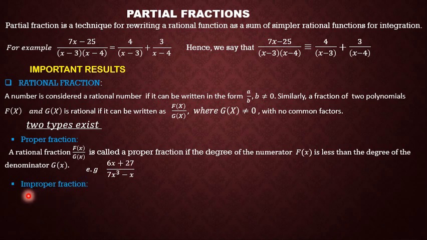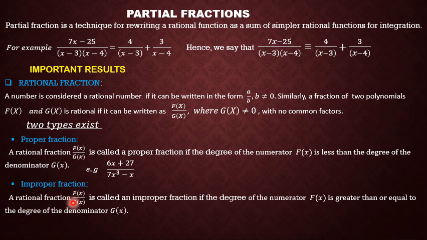All right, so the second case is the improper fraction. A rational fraction is called an improper fraction if the degree of the numerator is greater than or equal to the degree of the denominator. The degree is the power that x is raised to. So don't be confused when I'm talking about degree.